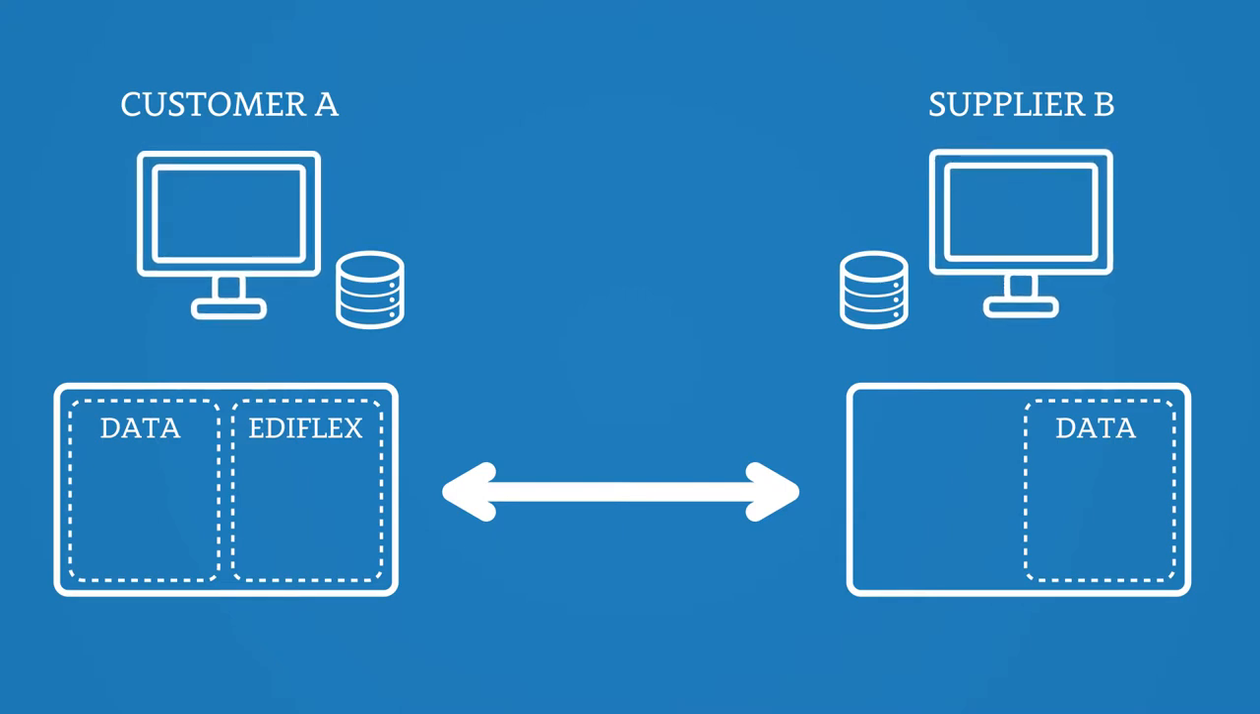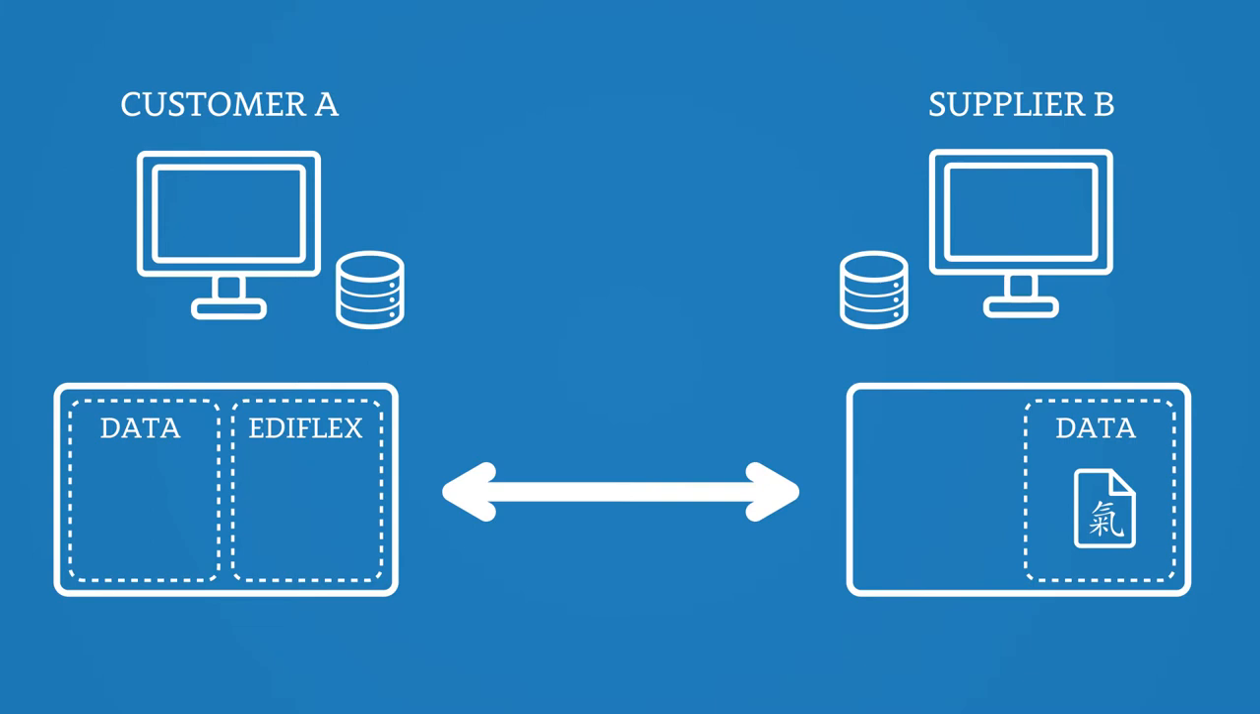The following practical example explains the operation clearly. Customer A urgently needs certain products from supplier B. He creates an order in his own ERP system and sends this order to the data map on his server. At this location, Ediflex translates the order into a standard EDI message, after which the message is sent automatically to the data folder on the server of supplier B.